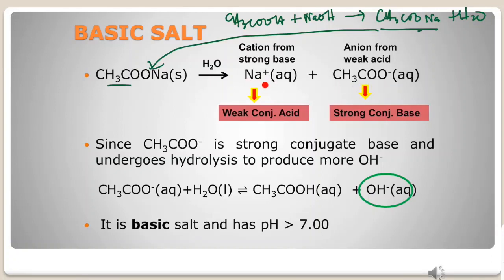So we know that Na+ comes from a strong base, sodium hydroxide, so it is a weak conjugate acid. As for the acetate ion, it comes from acetic acid. Acetic acid is a weak acid, so acetate ion becomes a strong conjugate base. So as before, the strong one will undergo hydrolysis, a reaction with H2O. This equation shows the hydrolysis process when acetate reacts with liquid H2O, and it will reproduce acetic acid, CH3COOH, and hydroxide ion. See, during this hydrolysis process, hydroxide is liberated. That is why sodium acetate is a basic salt and it has a pH greater than 7.